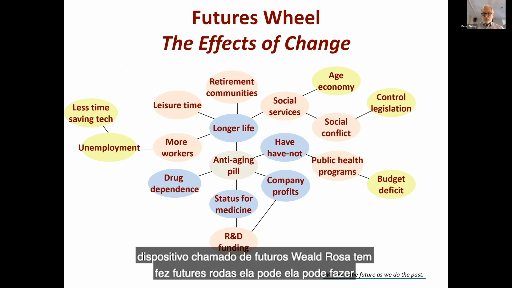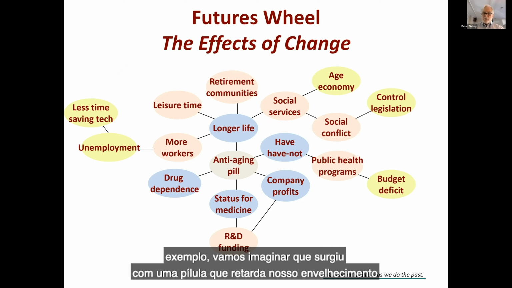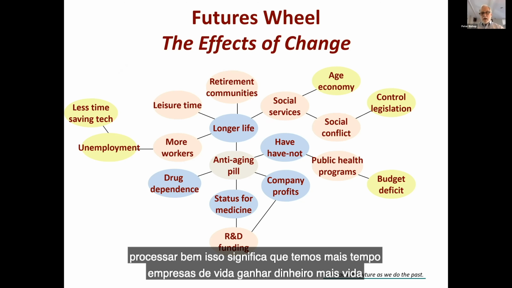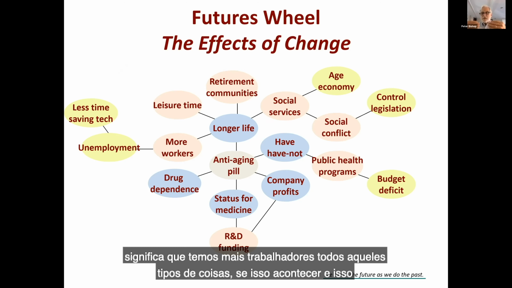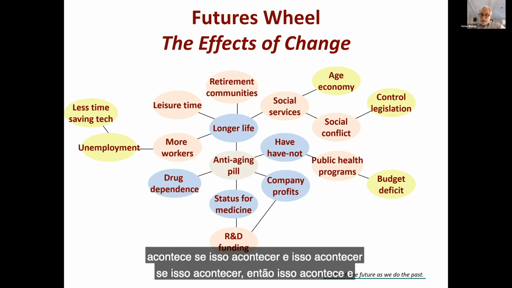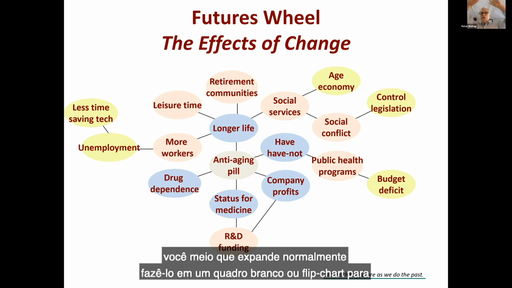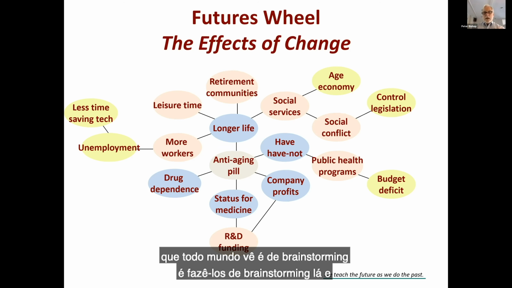In this example, let's imagine that we came up with a pill that slows down our aging process. Well, that means we have a longer life, companies make money, longer life means we have more workers, all of those kinds of things. If this happens, then this happens. If that happens, then this happens. If that happens, then this happens. And it kind of expands. You usually do this on a whiteboard or flip chart so that everybody sees. It's brainstorming.